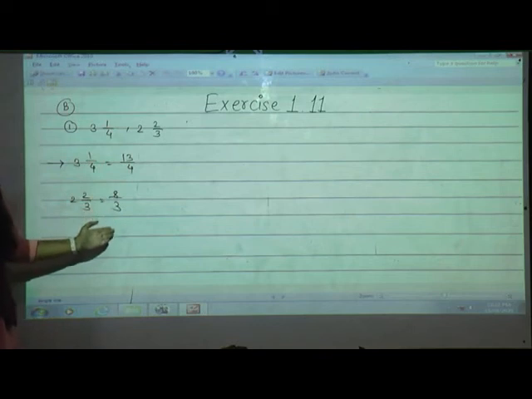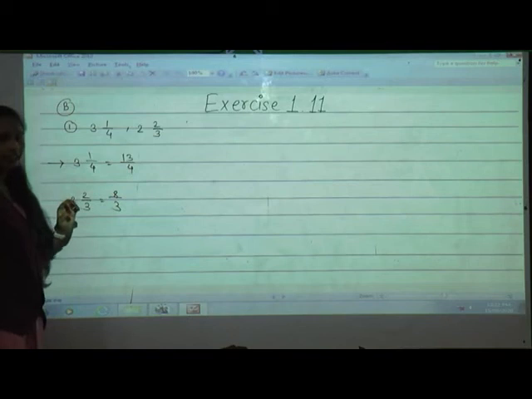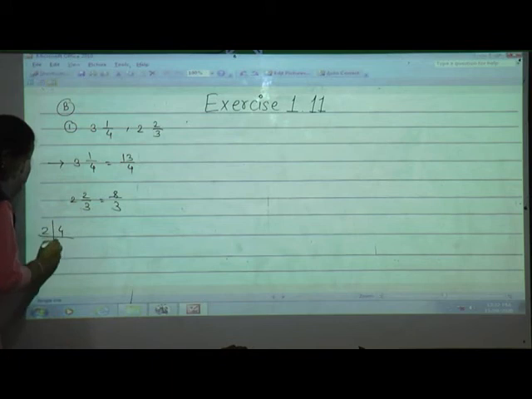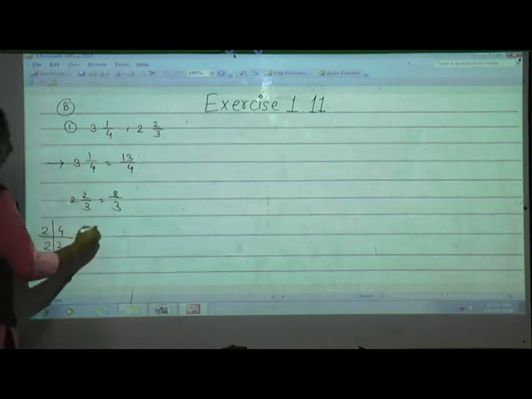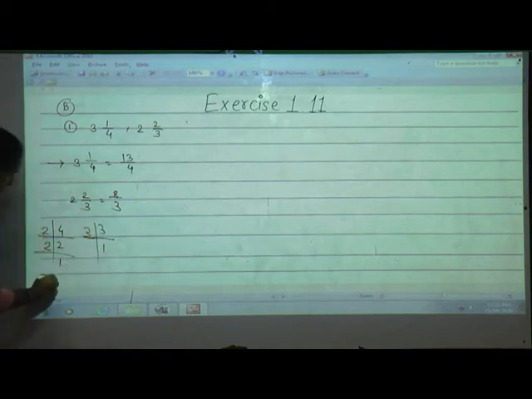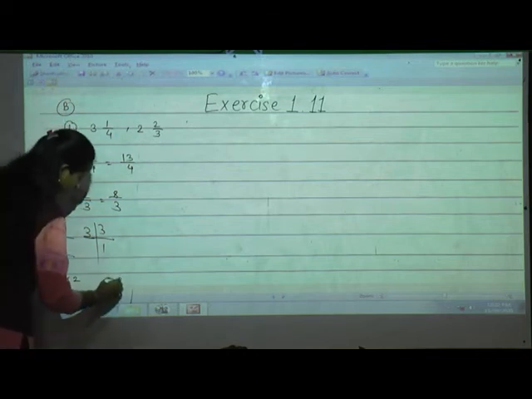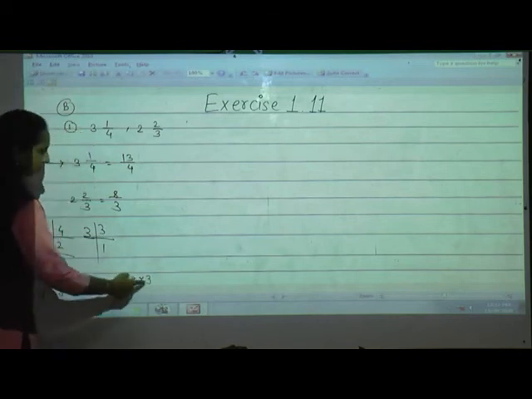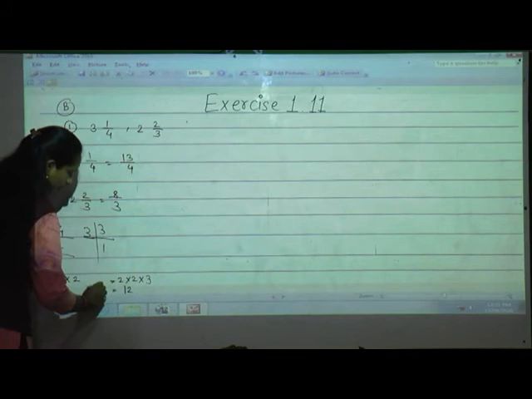Now see, denominators are not same. Unlike fractions are there, we need to convert into like fractions. For that we have to find out LCM of both the numbers. Now 4: 2 2s are 4, 2 1s are 2. 3: 3 1s are 3. The factors of 4 are 2 multiplied by 2, and of 3 is only 3. So we need to multiply all the numbers, isn't it? So here I will do 2 multiplied by 2 multiplied by 3. 2 2s are 4, 4 3s are 12. 12 is what? LCM.